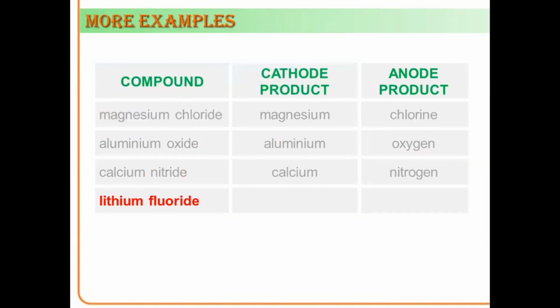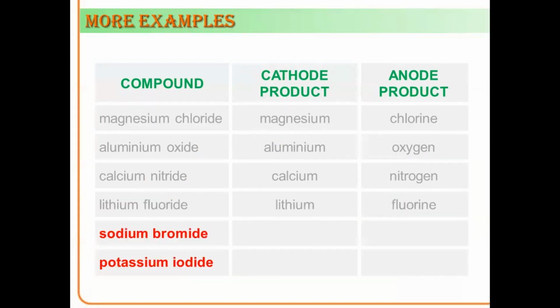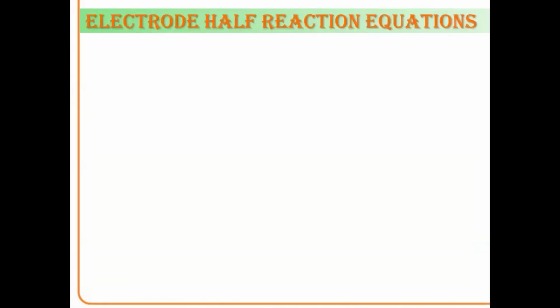Next up, lithium fluoride. I think you get the trend now. Lithium and fluorine. We have two more simple ones, sodium bromide and potassium iodide. Here are the products: sodium and bromine, potassium and iodine. Now, that is simple and straightforward. You should be able to get the products for a simple binary substance in electrolysis.